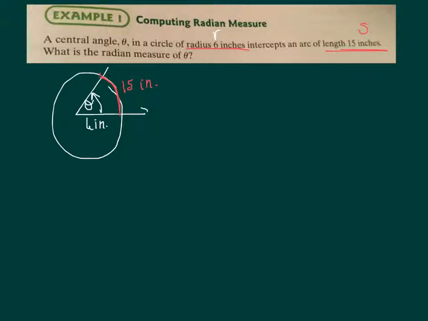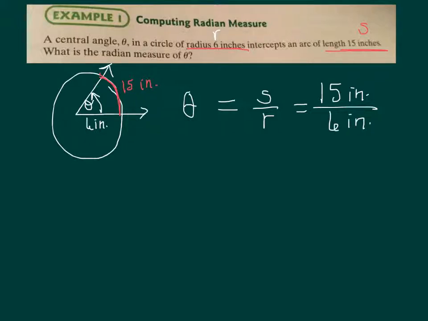So if you remember from the previous slide, the formula is theta equals S over R. Well, we have S, which was 15 inches, and we have R, which was 6 inches. So all you have to do is make sure that your units are the same. If they are not, you have to convert the units to be the same measurements. So they are. And 15 divided by 6 is 2.5. Usually we write 2.5 radians, so we'll know what we were measuring.